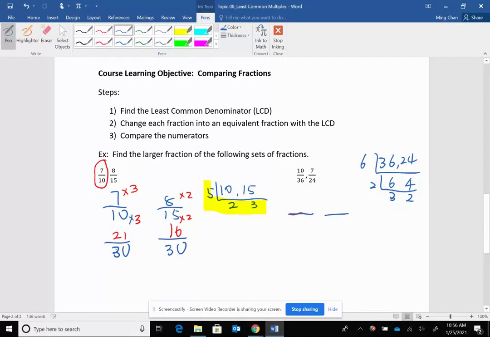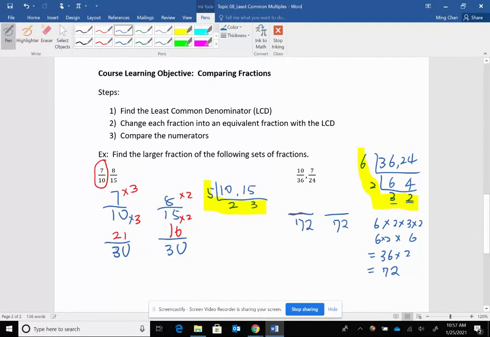So since there's no number that can go into both 3 and 2, I just multiply all the numbers on the outside. So my LCM, this is 3 times 2, which is 6. 6 times 6 is 36. 36 times 2 will be 72.